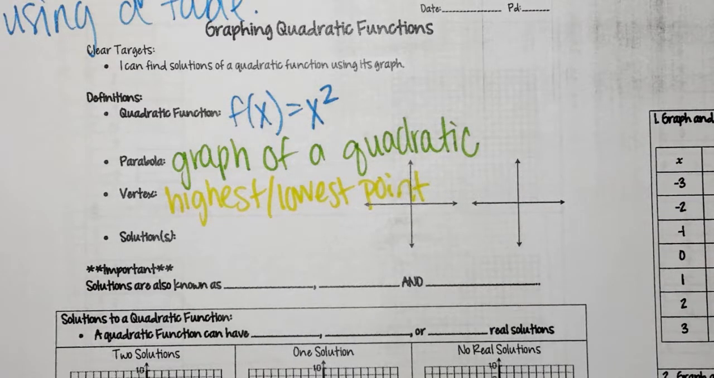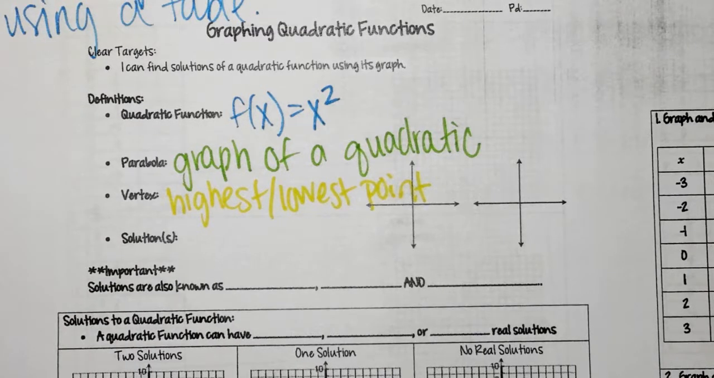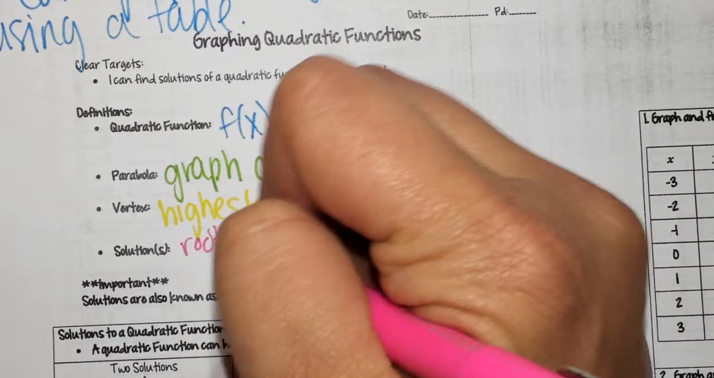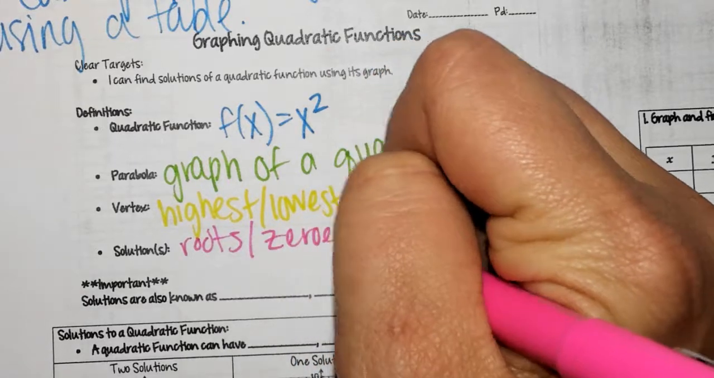And what are solutions? A-E-I-O-U. Those are vowels. Possibly Y. What are solutions? It would be answers, right? But we talked about them yesterday and we gave them a different name. What is this? The roots. Yes, take a point. So solutions are the roots or zeros.